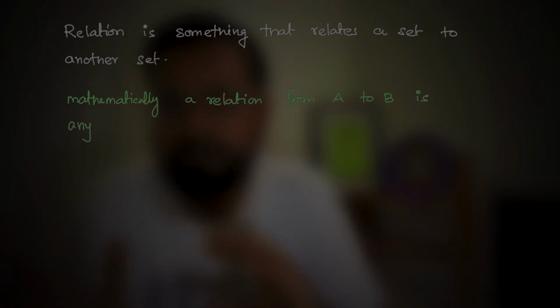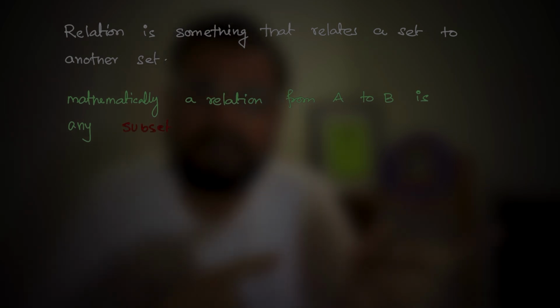Let's come to the relation. What is a relation? As the name suggests, a relation is something that relates a set to another set. So mathematically, the definition is: a relation is any subset of the set A cross B. So it will be a relation from the set A to the set B. Okay, so let us try to understand by an example.